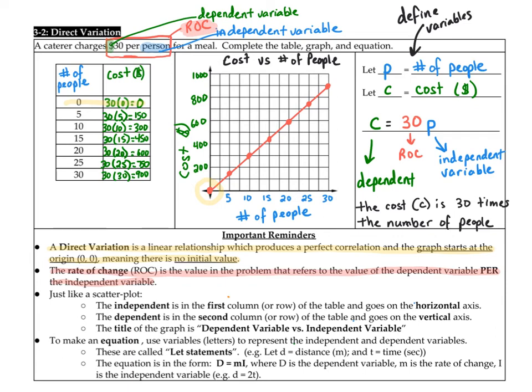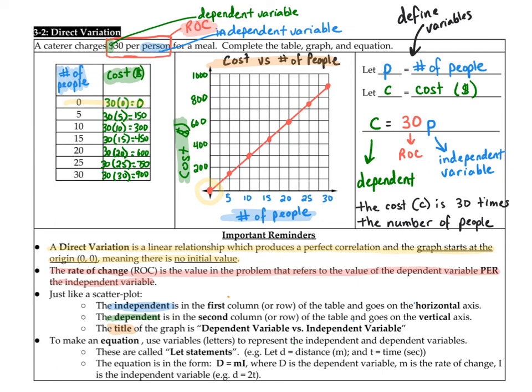So just like a scatter plot, the independent variable is the first column of the table, and it goes on the horizontal axis on the graph. The dependent variable is in the second column, and it goes on the vertical axis on the graph. And the title is the dependent variable versus the independent variable.